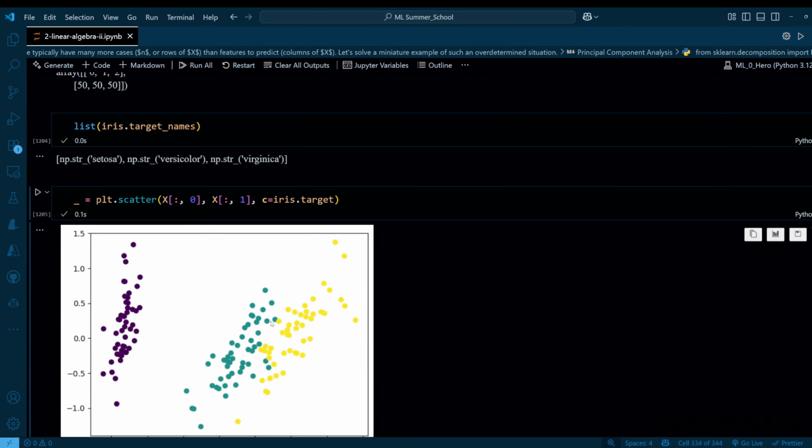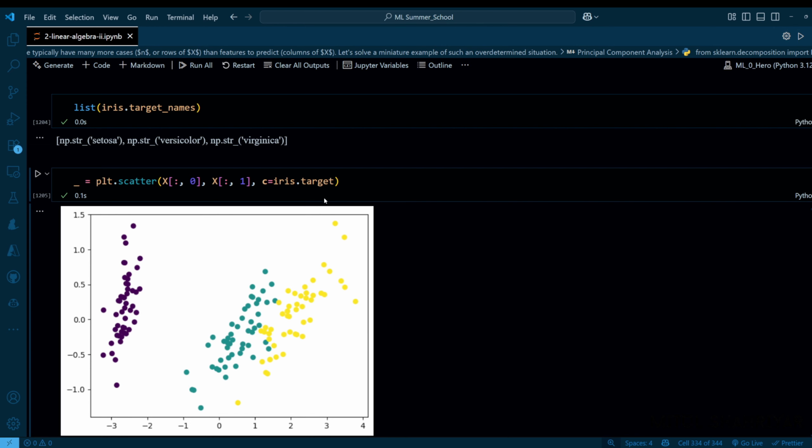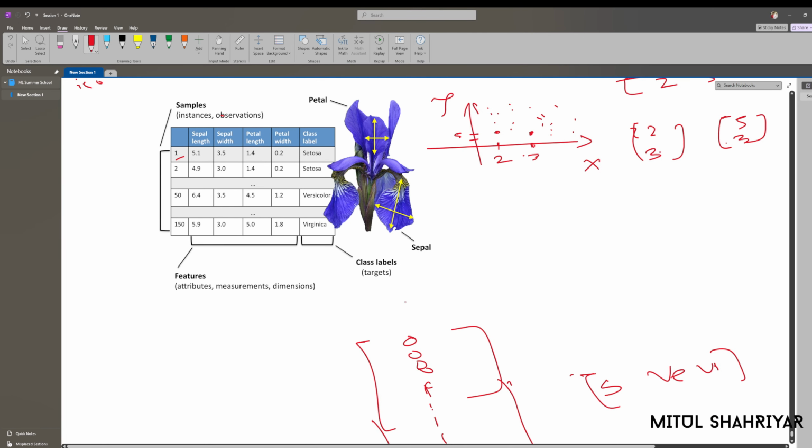Now if we plot them, you can see this color refers to a particular flower, and this color refers to another particular flower. You can see c equals iris.target. Depending on the target, we have set the colors. You can also use iris.target_names, which are the target names. So this is the target matrix, and this is the target names.